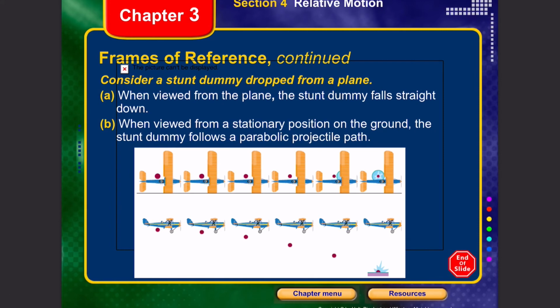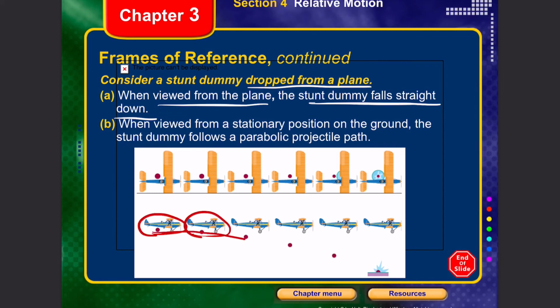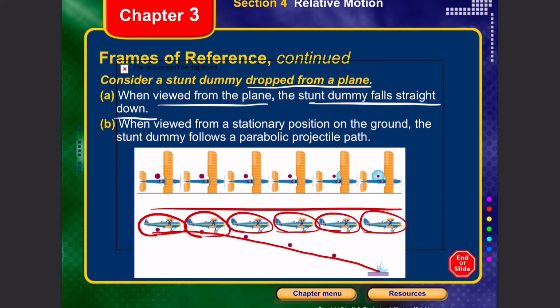Let's consider a stunt dummy dropped from a plane. When you view from the plane, the stunt dummy falls straight down. So when you're going on the plane, the stunt dummy is going downward, but with respect to you, it's traveling at the same velocity forward as you're going forward. But for a person standing stationary on the ground, this is what he would see: a curved path where the stunt dummy hits the ground, while the plane would be traveling with the same velocity forward in this direction.